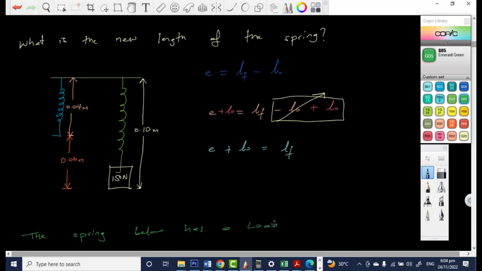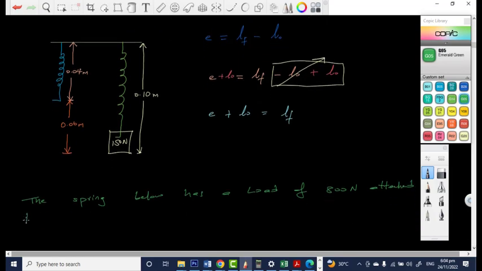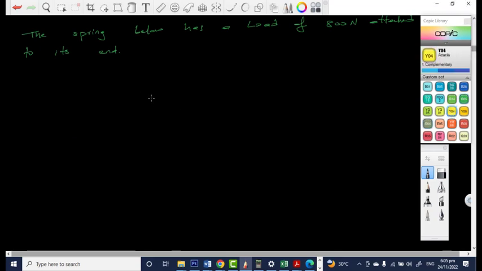Let's say now the spring below has a load of, let's say this is 800 newtons, attached to its end. Right? Let me just sketch this out. So let's say we have our spring right here, and again, this is some fixed object, like for instance, a ceiling or so. So let's say this is what we have.